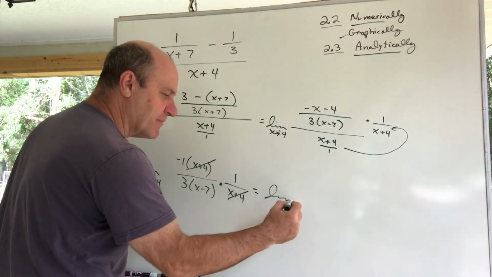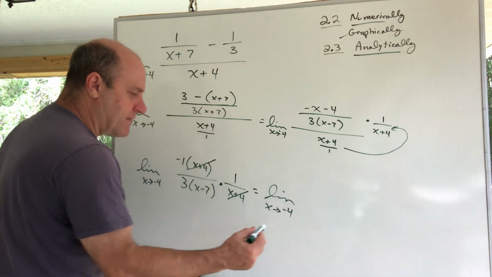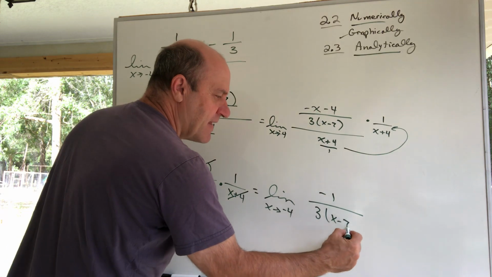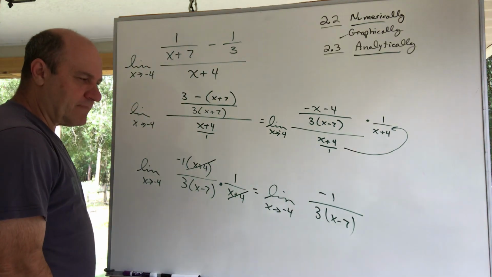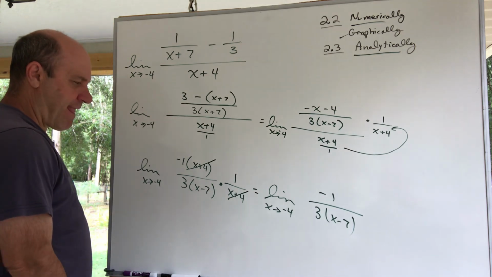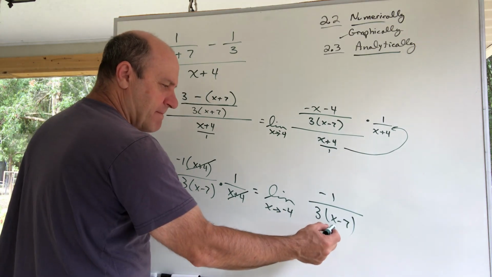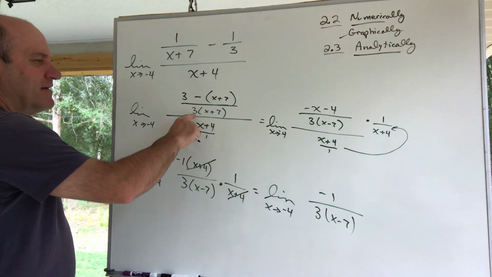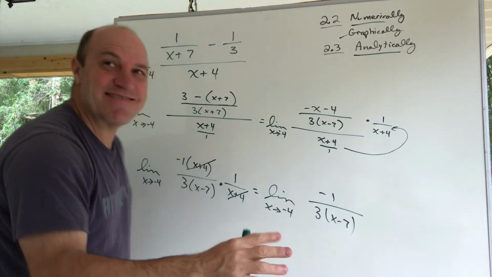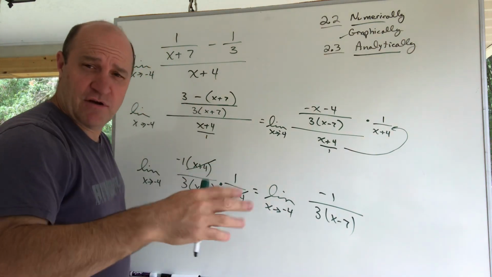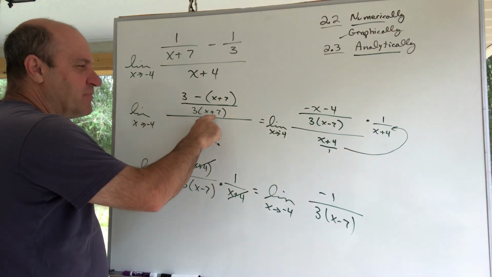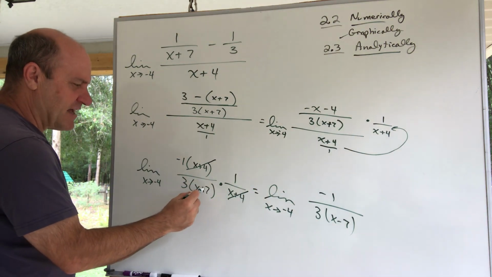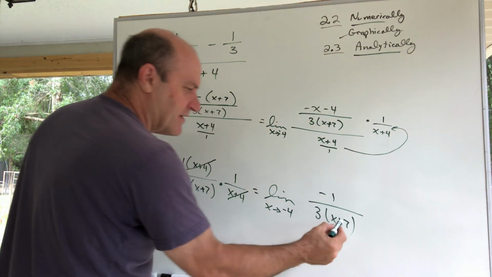Now you have this problem. The limit as x goes to negative 4 of a negative 1 over a 3 times x minus 7. And now you can do the limit. If you plug in the negative 4, I'm sorry, you know what? I made a mistake. Can you believe it? I finally made a mistake on a video. Hey, I could edit this video. No, hang on. The mistake, did you find it? This is x plus 7. I turned it into an x minus 7. This was an x plus 7. That's what it was.